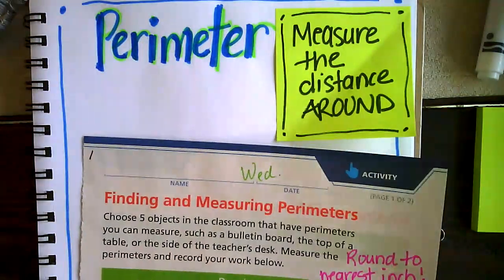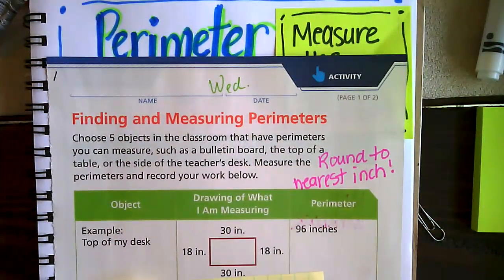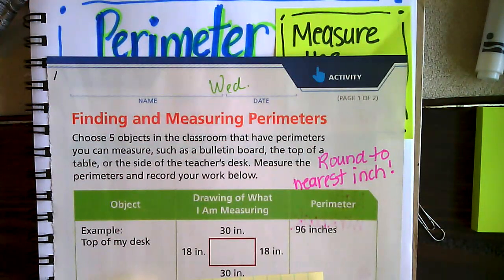Okay, so now what you're going to need is the piece of paper from your workbook, page 215. It says finding and measuring perimeter. You'll notice I put a little note there that says round to the nearest inch. I want us today to really focus on what perimeter is and to not get really confused if we have measurements where there's fractions involved. So I'll show you what I mean in a minute.